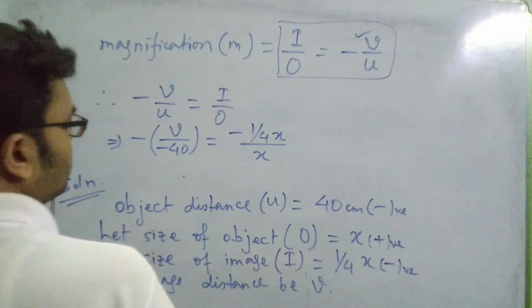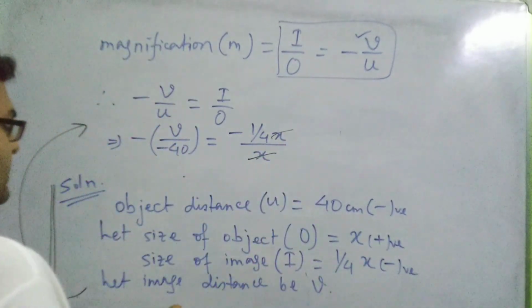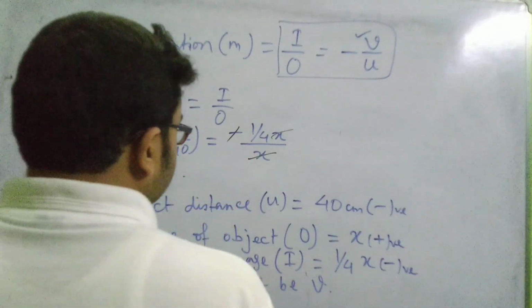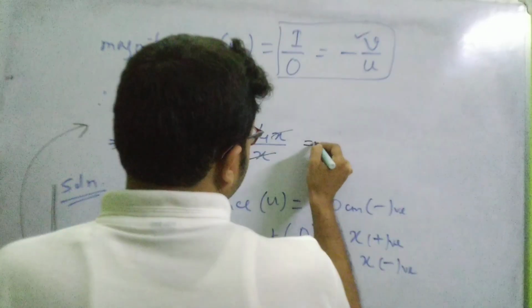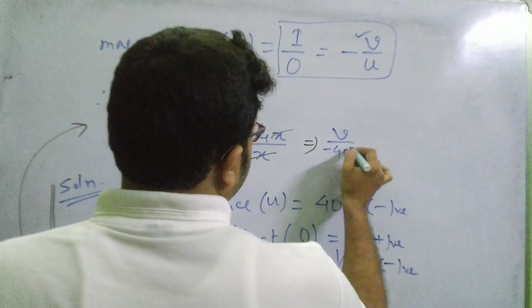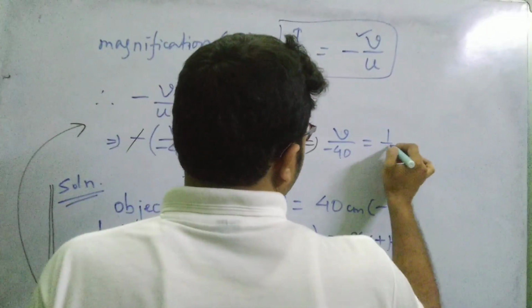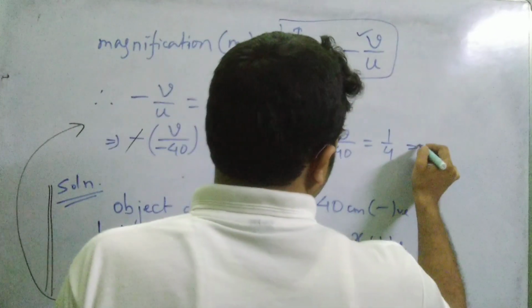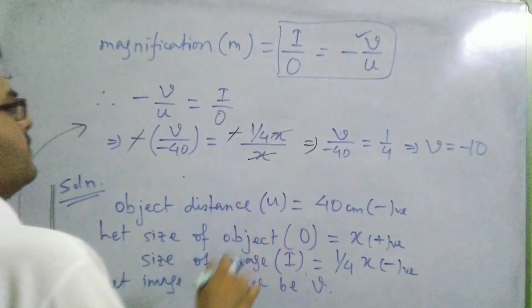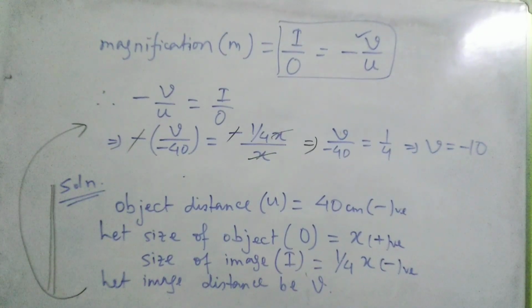Now if you just simply do the calculations, X and X cancel out, and minus and minus go away. So basically V by minus 40 is equal to 1/4. Then the solution is V is equal to minus 10, isn't it? The minus 40 is cross multiplied, goes up, then V is equal to minus 10. So the image distance is found to be minus 10 centimeter.